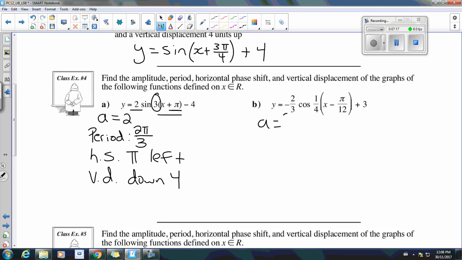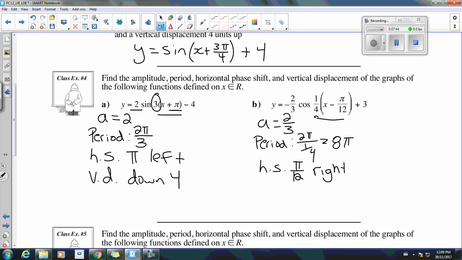Amplitude is 2/3. The amplitude is not negative 2/3. We never consider an amplitude to be negative. The period, again, we want to make sure that that stretch factor is factored out, which it is. And now we can go 2 pi divided by 1/4. This actually gives us 8 pi as the period. Our horizontal phase shift, we've gone pi over 12 right. And the vertical displacement, we have gone 3 up.